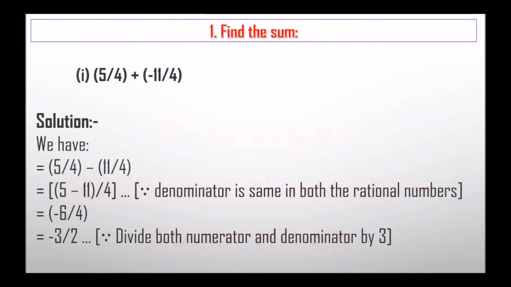First question is find the sum. You have to find the sum of 5 upon 4 plus minus 11 upon 4. Okay, now this plus and minus will become minus. So 5 upon 4 minus 11 upon 4. Here both the denominators are same. So 5 minus 11 upon 4. 5 minus 11 is minus 6 upon 4. We can reduce this by cutting with 2. So if we divide numerator and denominator both with 2, we will get minus 3 by 2.